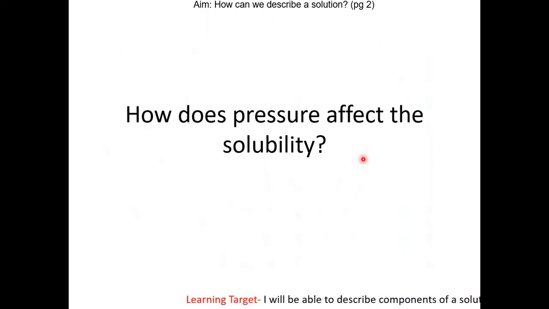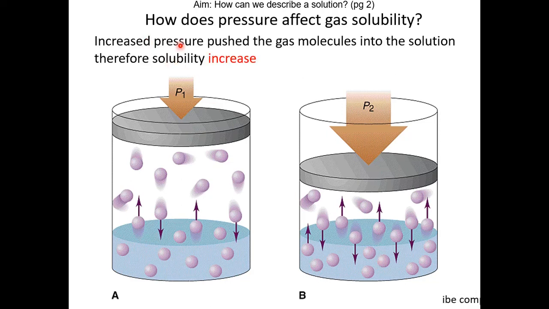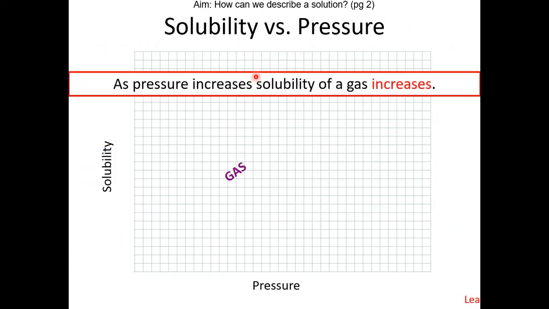Next, we're going to look at how pressure affects solubility. Using the diagrams, how does pressure affect gas solubility? If you compare the two diagrams, we're increasing pressure. Notice that we have more gas molecules dissolved in solution. Therefore, when you increase pressure, you're going to push the gas molecules into the solution. Therefore, the solubility will increase. So here's a graph of solubility versus pressure for a gas. As the pressure increases, solubility of the gas will also increase.